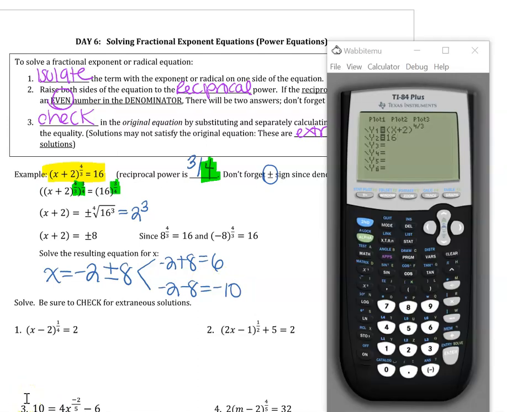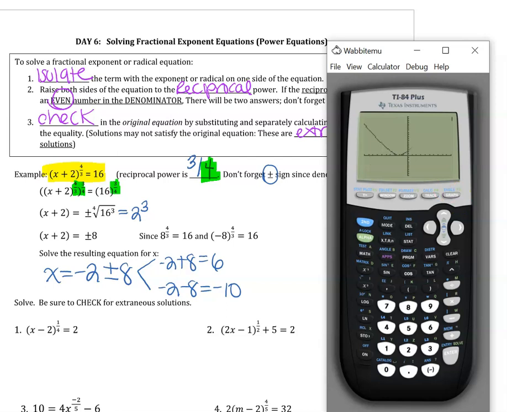Now, you could do an algebraic check by plugging in both the 6 and the -10 and seeing if it works. Or you can do a graphic check by plugging the left side of the equation in for y1 and the right side of the equation in for y2. So that's what I have here. If I hit graph, you'll see this is x plus 2 to the 4/3. Here comes y equals 16. Oops, my window's wrong. Hold on a second. Make a y max of 20. I'm not going to see y equals 16 on a standard window.